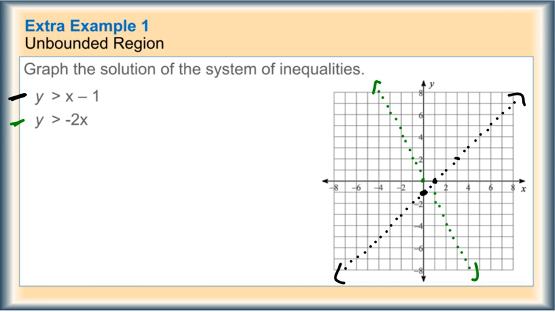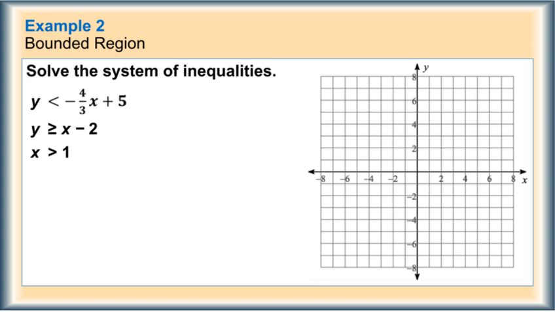Okay, so it has to be above the green. So above the green means here or here. And it has to be above the black, which is here or here. The only place I can see that there's two different colors is in this section here. So this would be our solution.